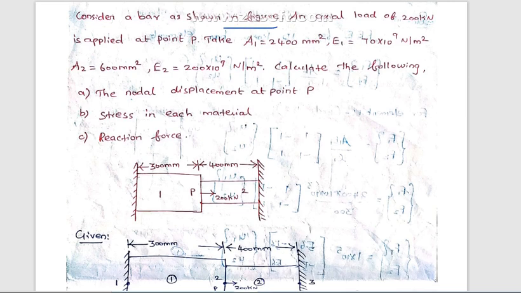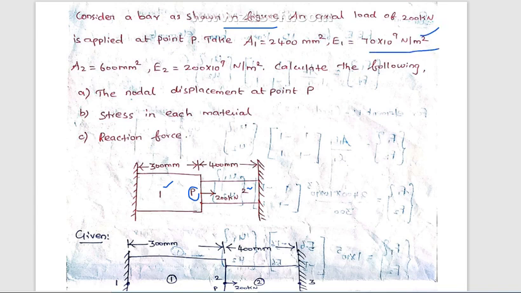An axial load of 200 kilonewtons is applied at the point P. See, this is the point P. At this point we have to apply the load of 200 kilonewtons. The area of element 1, this is element 1 and this is element 2, is A1 = 2400 mm square, and the Young's modulus for element 1 is 70 into 10 power 9 Newton per meter square, as given in the sum.